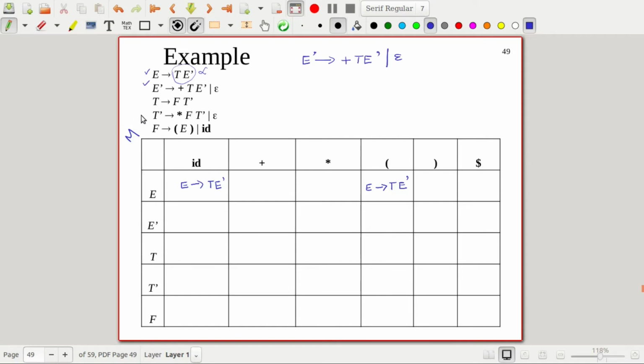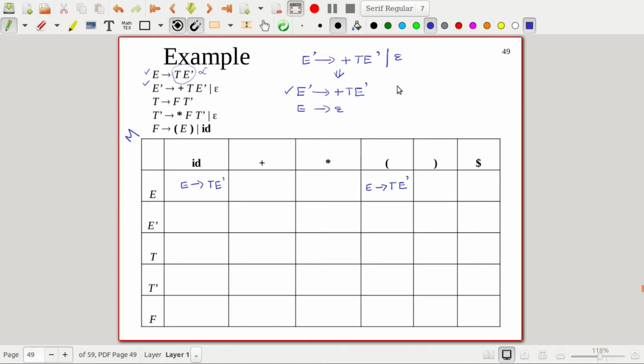So actually this consists of two productions. One is E dash gives plus T E dash, and the other is E dash gives epsilon. We write these two together like this. Okay, actually two productions. So let us take the first case, E dash gives plus T E dash.